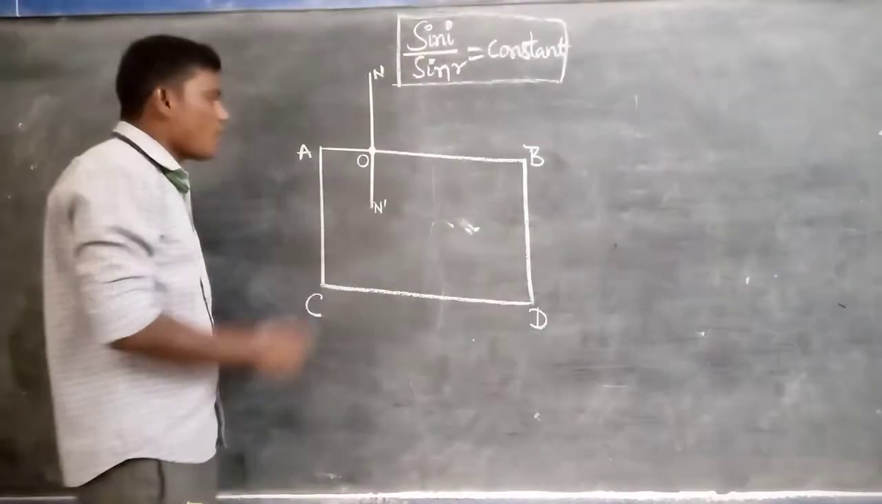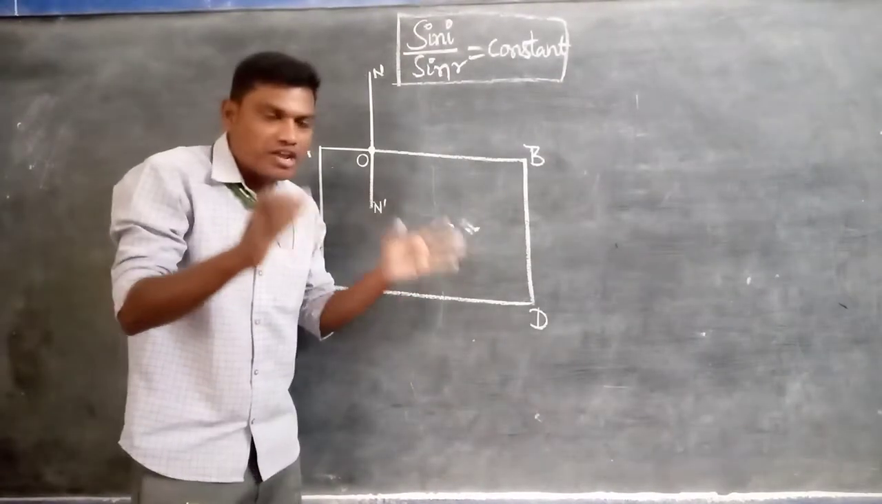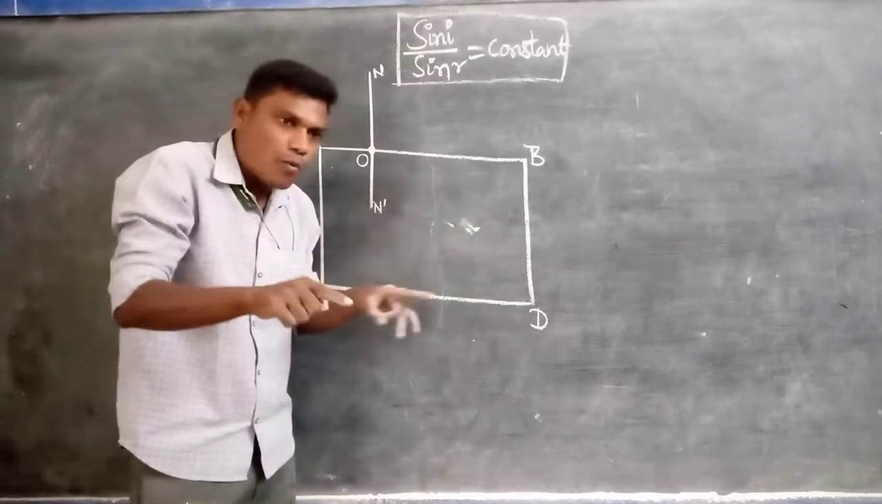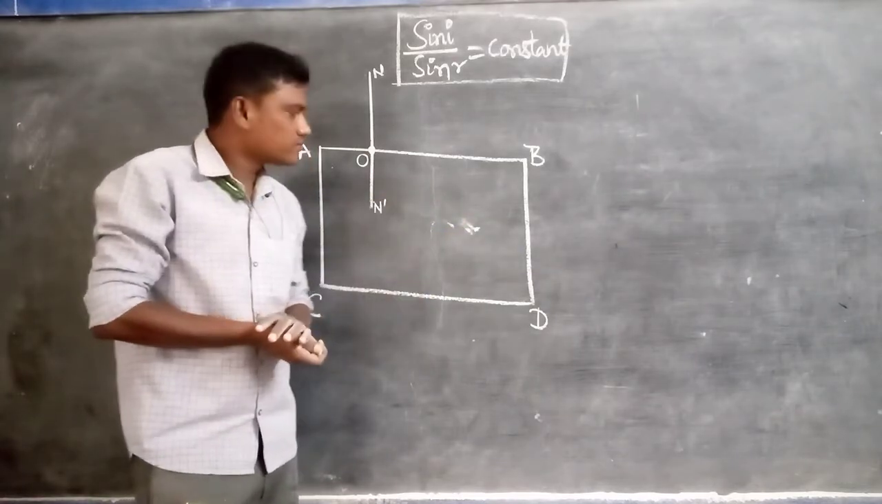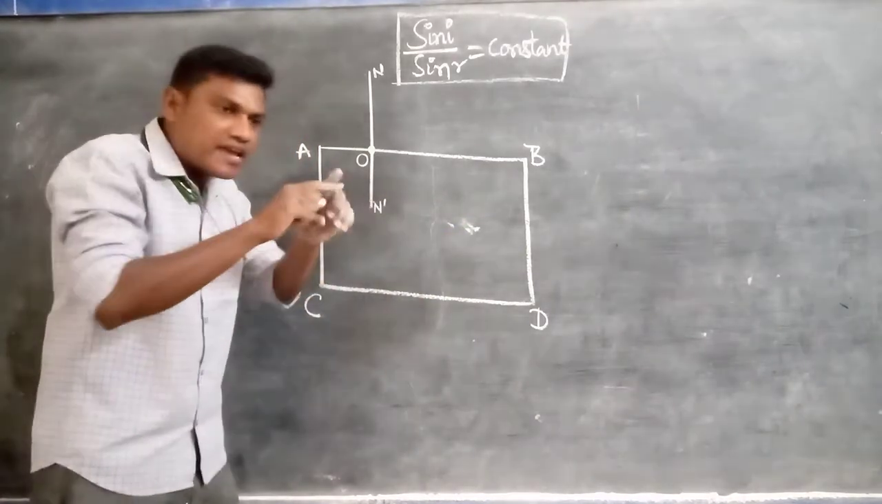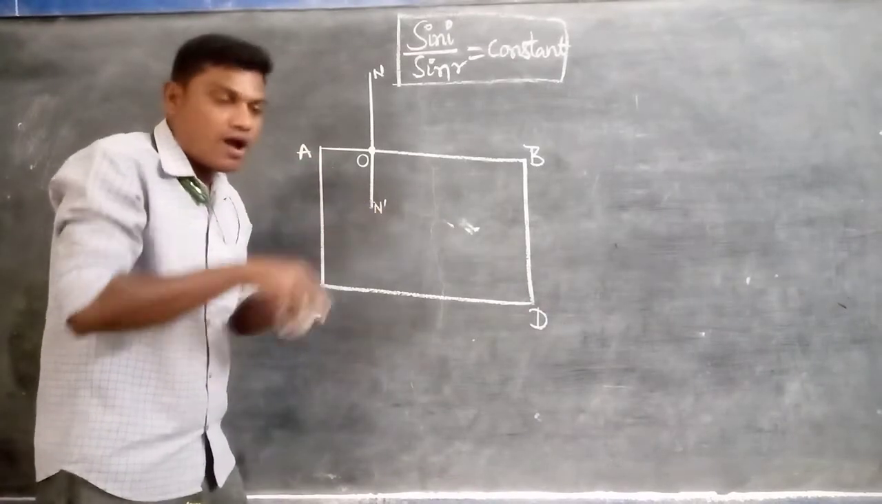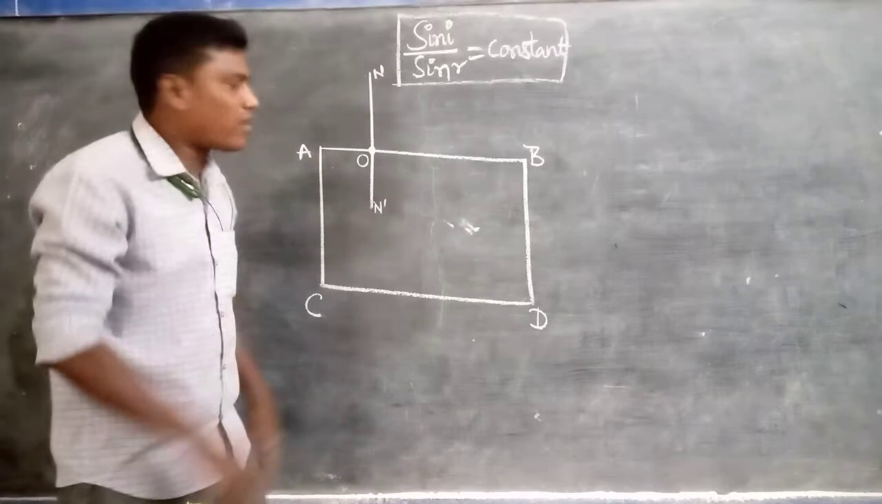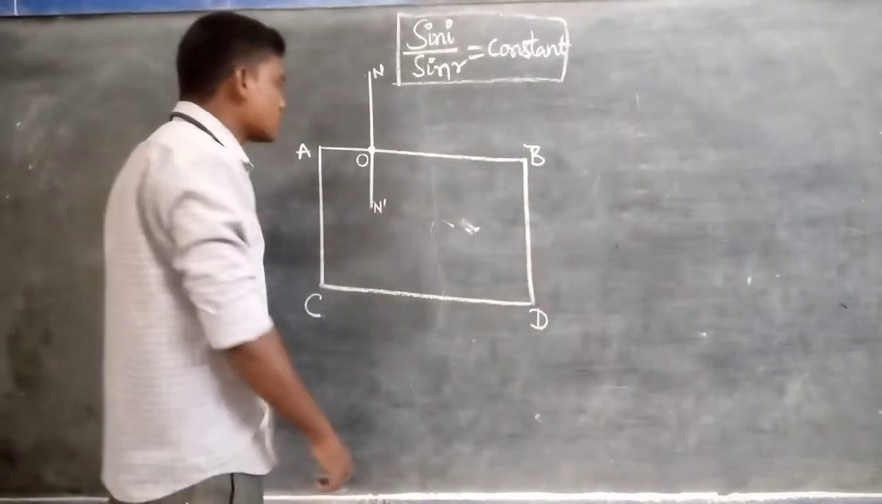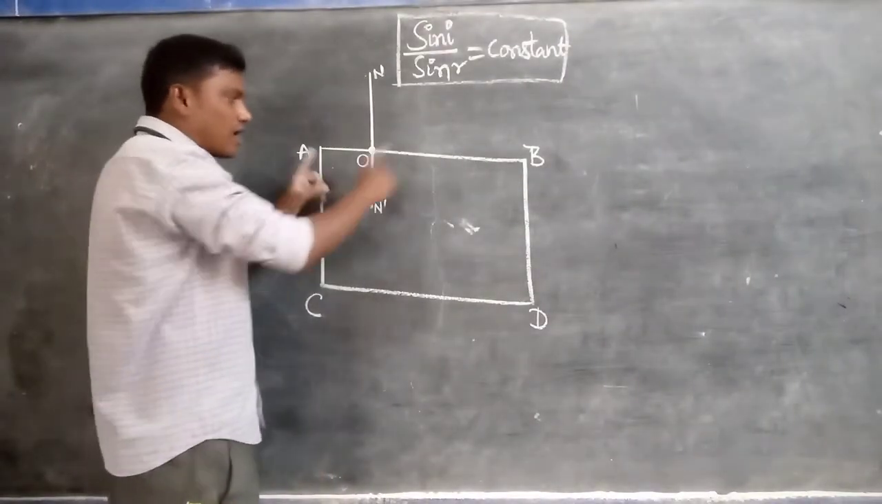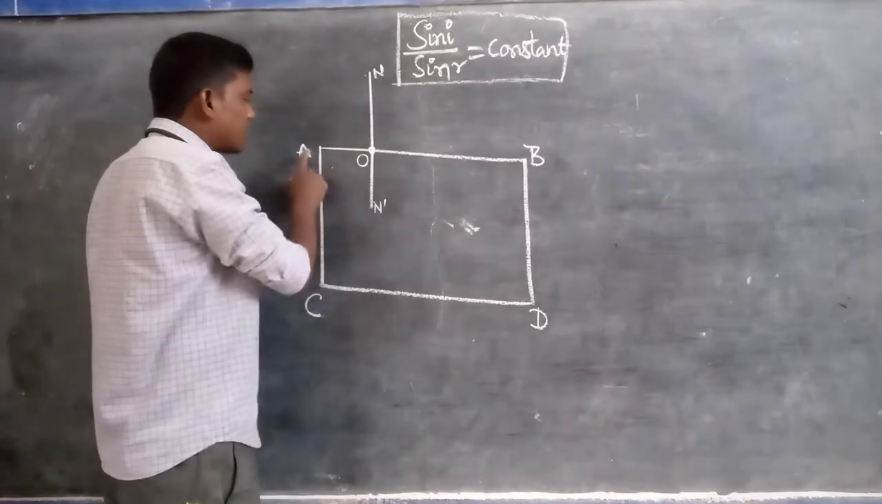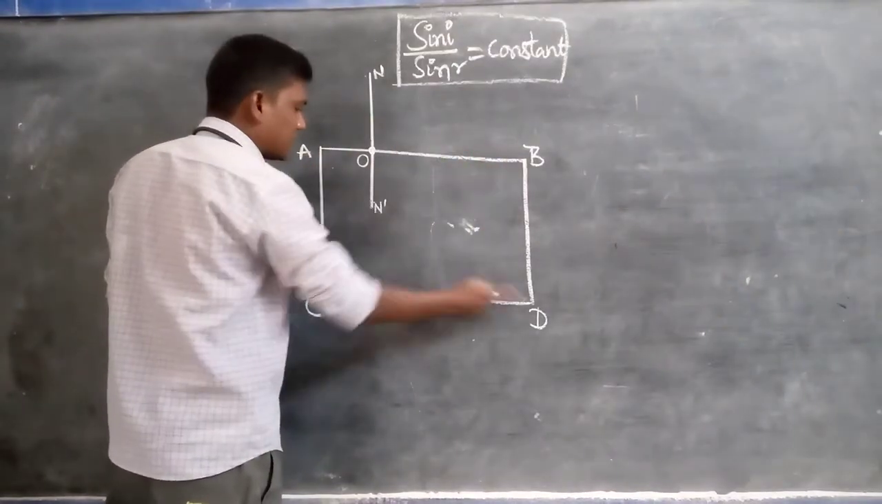First of all, we take a white chalk paper. It is fixed on the wooden board. Now we take a rectangular glass slab. It is placed in the middle of the paper and we draw its boundaries with the help of a pencil. And the corners of the glass slab we can label as A, B, C, D.